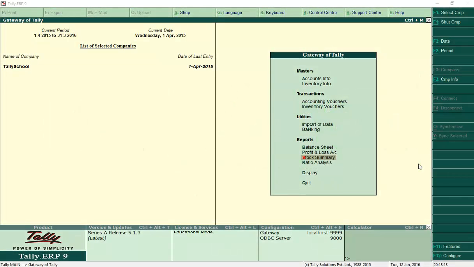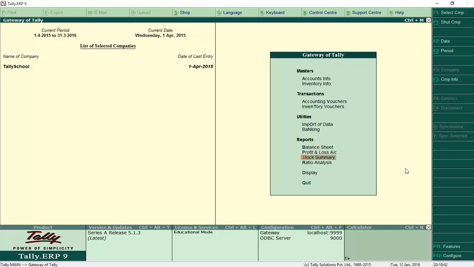Hi, Rishat Shah from Tally School, and in this video I'm going to explain stock summary and ratio analysis. Both of these are present under the reports option in the gateway of Tally. There is stock summary and ratio analysis. We will look at them one by one, and I will explain what they actually mean, how they are used, and how you can make the most of them in Tally.